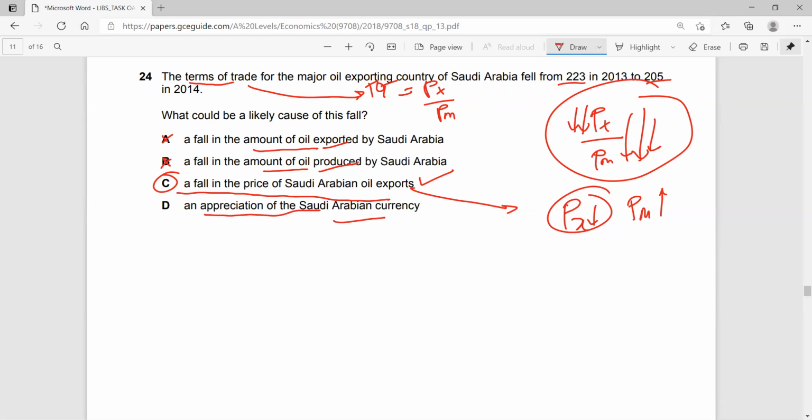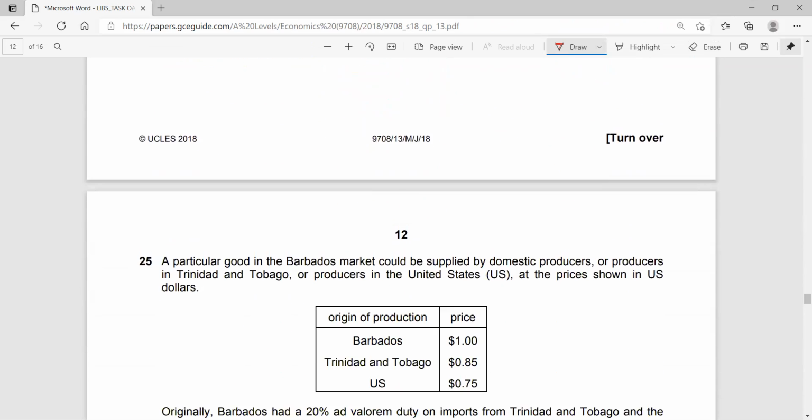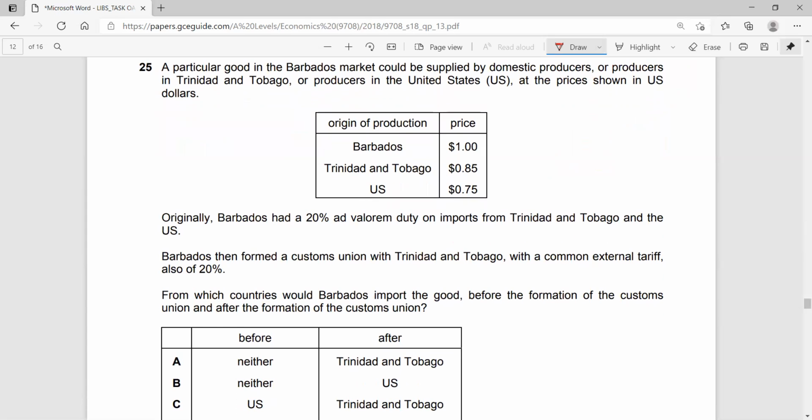And an appreciation of the Saudi Arabian currency: if it appreciates, the price of exports will actually increase and the price of imports would decrease. So this would just increase the terms of trade, not decrease your terms of trade. The price of exports would increase because if a currency is more valuable, then other countries buying your goods would have to pay for that more valuable currency that you're selling at. And if your currency is more valuable, you can easily buy imports at the international currency or at the dollar value much more easily. So it's easier to buy the foreign currency required to import. So that's why the last part won't be it.